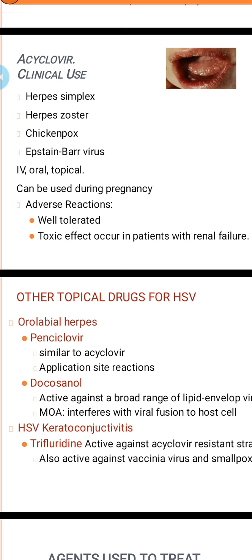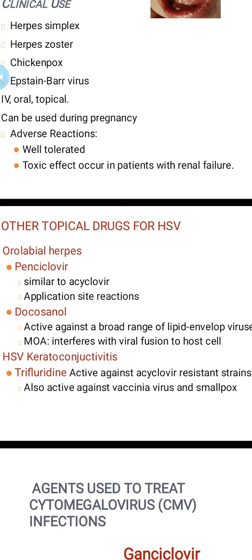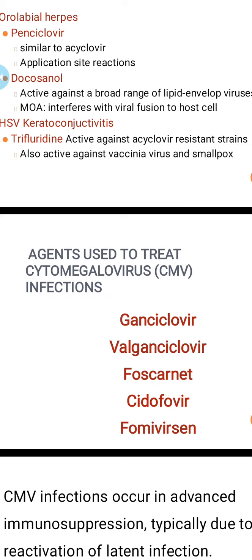Other topical drugs for herpes simplex virus are penciclovir and docosanol. Docosanol interferes with viral fusion with the host cell. If there is an ocular infection like herpes simplex keratoconjunctivitis, we have trifluridine. Trifluridine and penciclovir have the same mechanism of action as acyclovir. Agents used to treat cytomegalovirus infection have the same mechanism of action as acyclovir, but the agents are different. For cytomegalovirus, we mainly use ganciclovir, valganciclovir, foscarnet, cidofovir, fomivirsen.